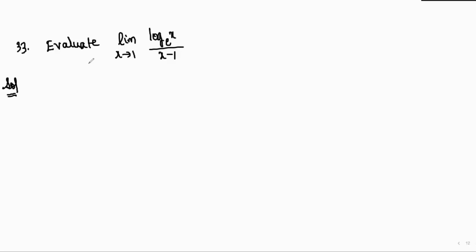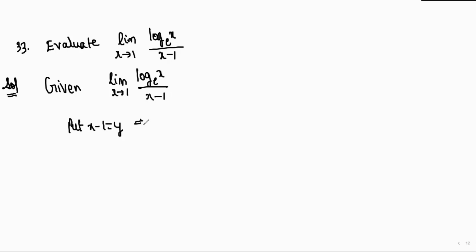Take the next question now. Evaluate the limit as x tends to 1 of log x to the base e by (x minus 1). So first let us write the given limit. Now put x minus 1 equal to y. So x will become y plus 1. So as x tends to 1, which implies y tends to 0.